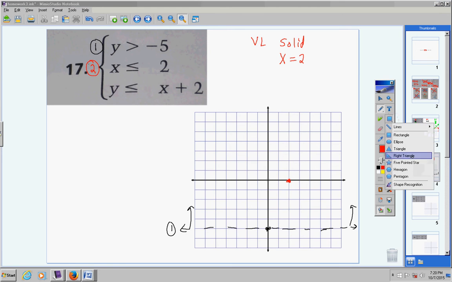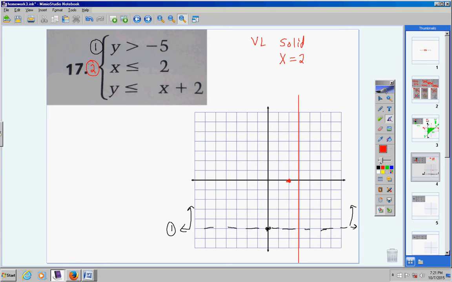Okay? And let me get a little help here since I can't draw very well. There we go. And we're going to shade to the left because it says x is less than or equal to positive 2. So we'll shade this way, and we're going to call that line number 2.